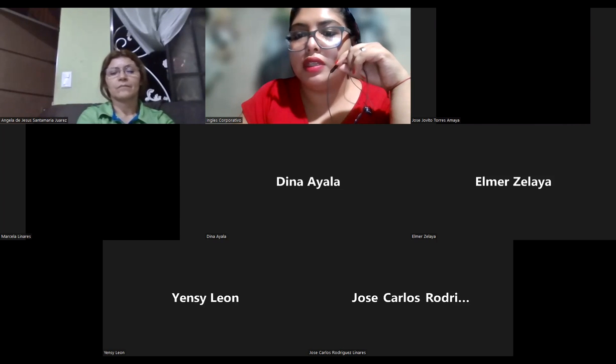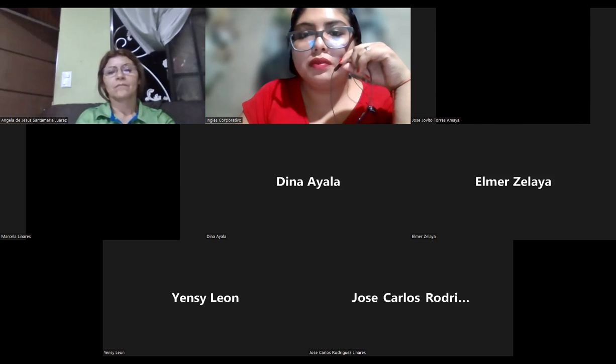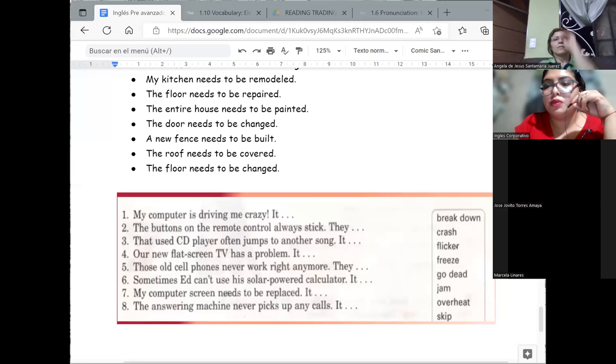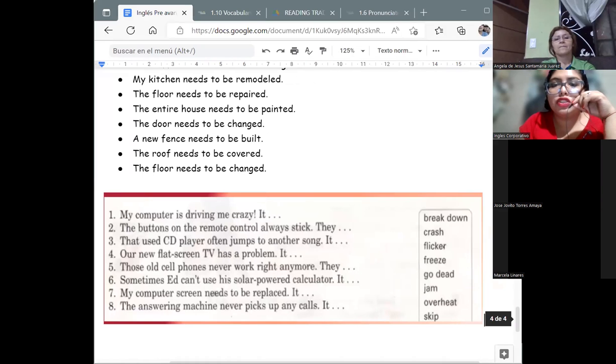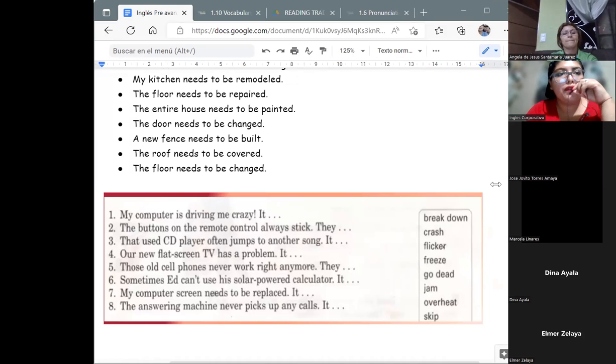So here we have the sentences and we have the words. The words that we are using are the ones in the box. There is breakdown, crash, flicker, freeze, go dead, jam, overheat, and skip. So in this case, we have a sentence and you need to find what is the best option for each sentence. So we have in the first sentence, my computer is driving me crazy.